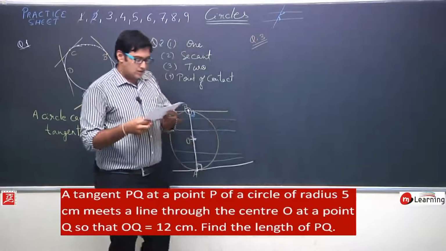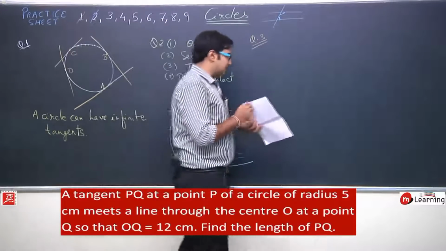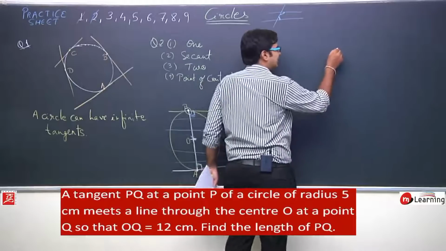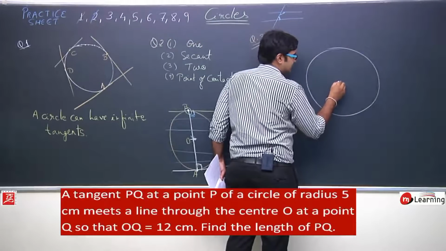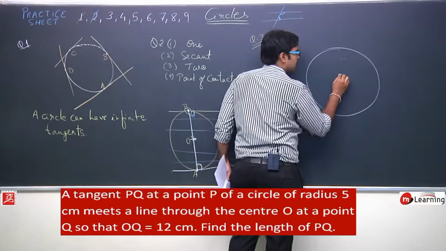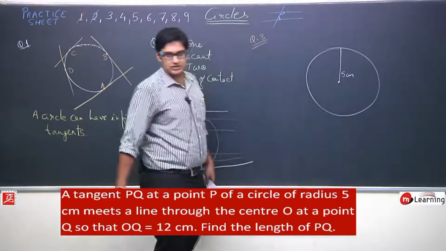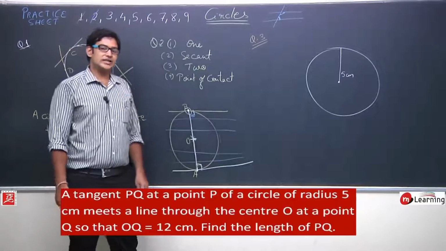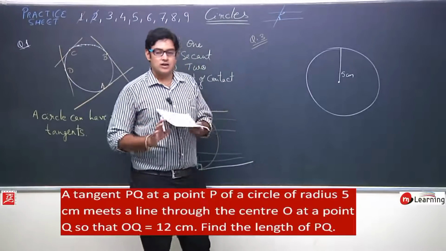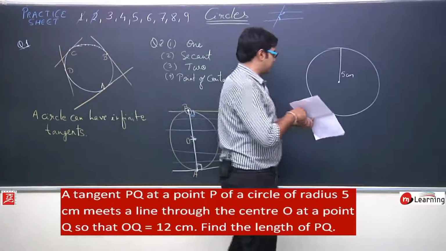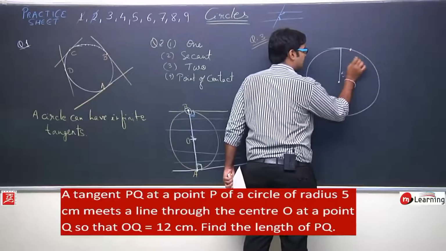The question says a tangent PQ at a point P of a circle. So the first few words say that there is a circle, and on this circle there is a center and a radius of 5 centimeters. The circle given has a radius of 5 centimeters. Then a tangent PQ at a point P of the circle. So point P is on the circle. Let us say this is the point P.